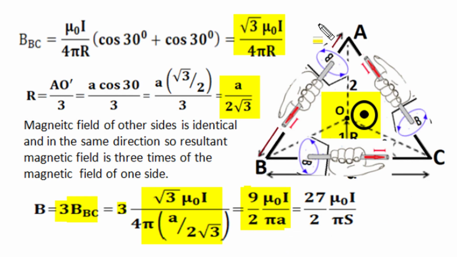If the periphery of this equilateral triangle is S, then S is 3a, and when we substitute the periphery S in place of one conductor side, the resultant magnetic field of the current carrying equilateral triangle will become 27 by 2 mu 0 I upon pi S, where I is the current in the equilateral triangle and S is the periphery length of the wire used to make the equilateral triangle.